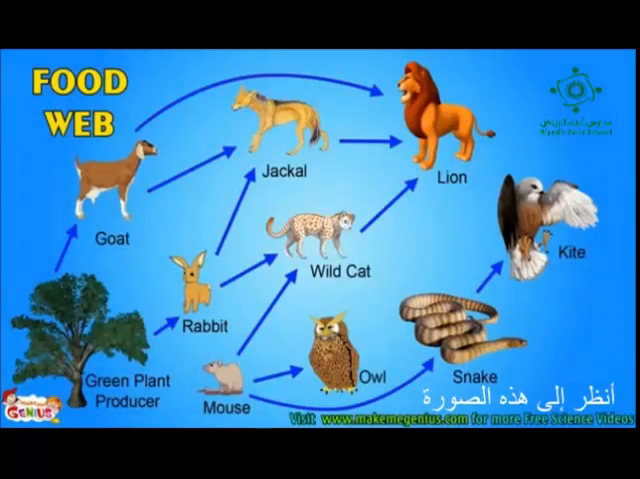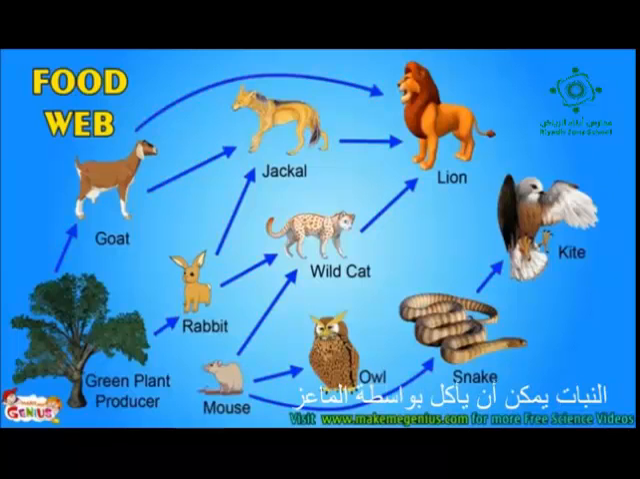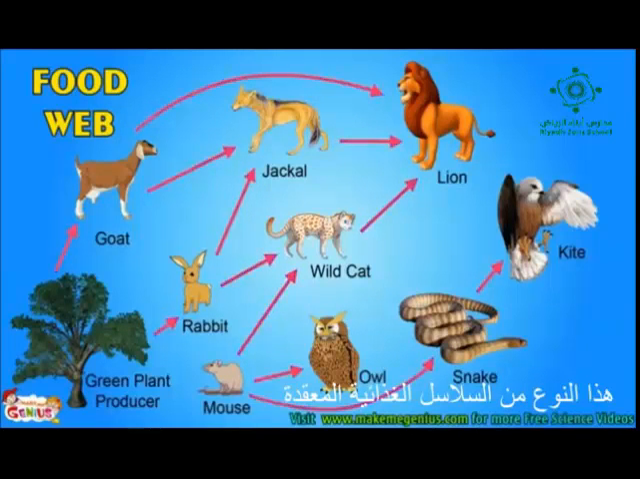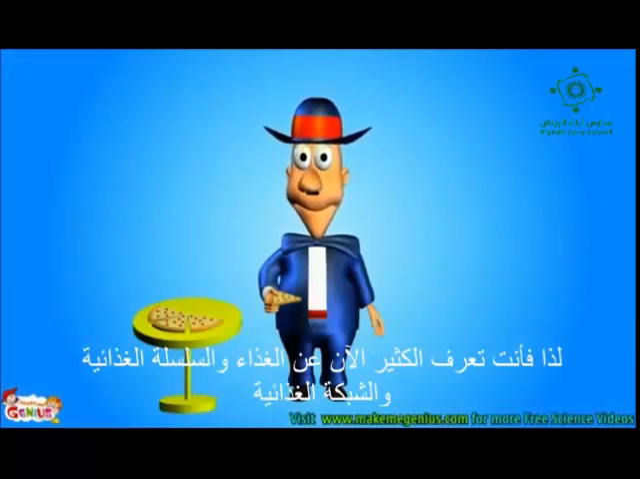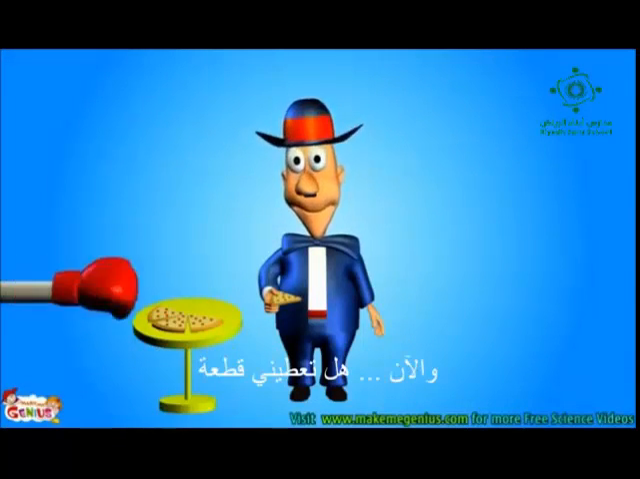Look at this picture. This is very complex. Look at the rat. It can be eaten by a cat also, or it may be eaten by a snake. A plant can be eaten by a goat or by a rabbit. These kinds of complex food chains are called a food web, as they are very interconnected, like a spider web. So now you know a lot about food, food chain, and food web. Now can you give me a piece?